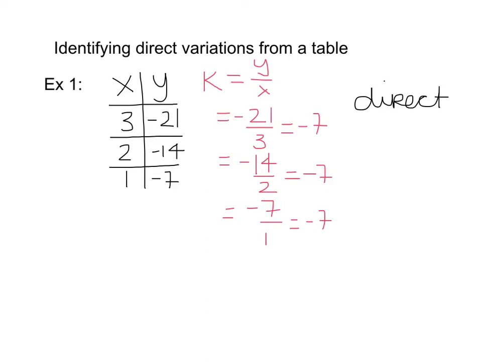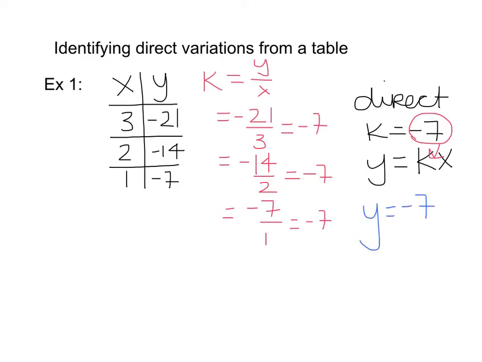Even if just one of these k values is different than any of the other ones, it would not be a direct variation. So then you can tell me that k is negative 7. And if I ask you to write the equation, you take the direct variation equation, y equals k times x, and you take what k is, and you're going to substitute it in. So your equation would be y equals negative 7 times x. So make sure you understand that when I'm asking for an equation, I actually want you to substitute in for your k value.